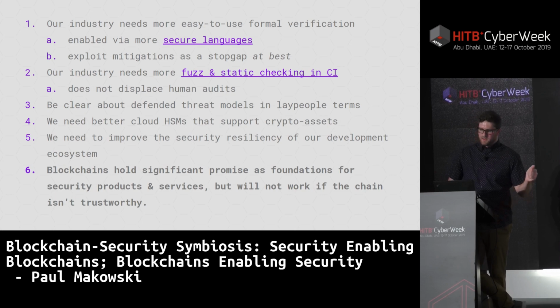And finally, blockchains hold significant promise as foundations for security in terms of products and services. But if you can't trust those blockchains because they have security problems, then you can't get anywhere. So blockchains need to be trustworthy first. And if they're trustworthy, perhaps we can build interesting security products on top of blockchain.